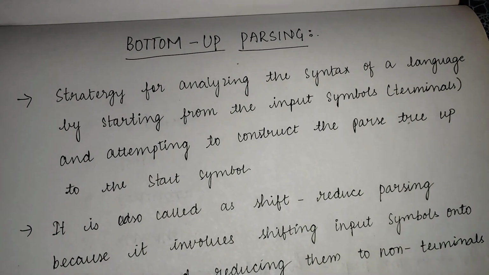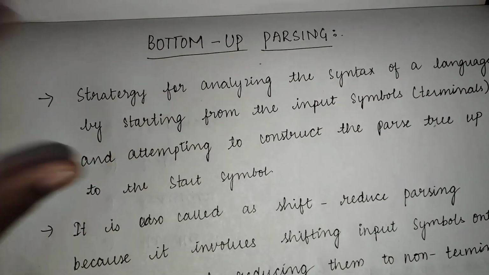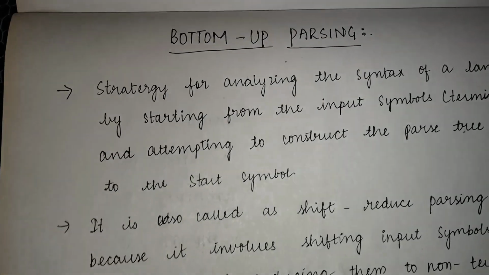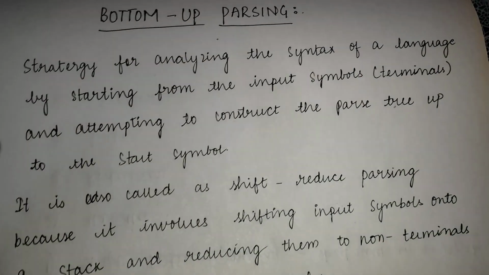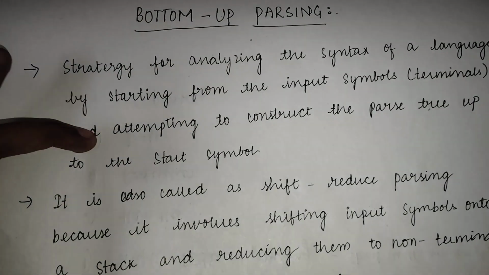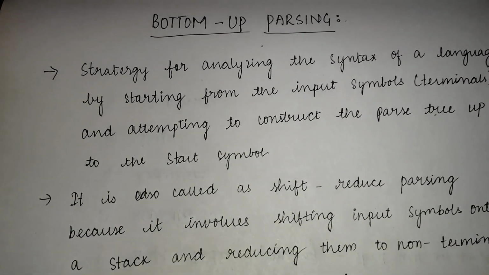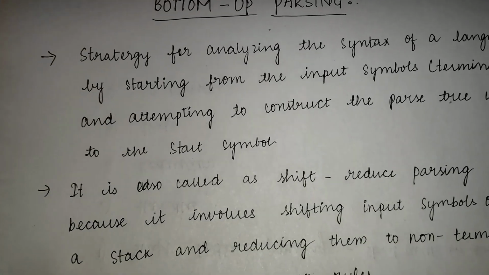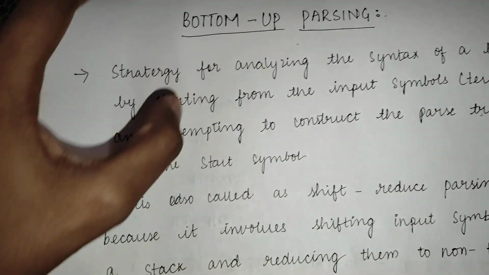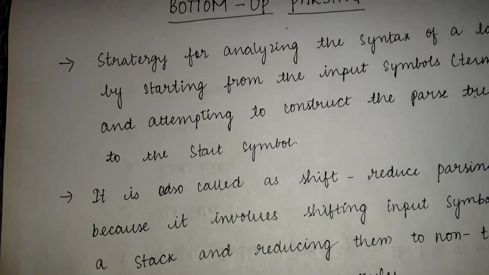Now, coming to the definition. What does the definition say? Bottom-up parsing is a strategy where we analyze the syntax of a language by starting from the input symbols, the terminals, and attempting to construct the parse tree up to the start symbol. Start symbol is the one that comes at the last.